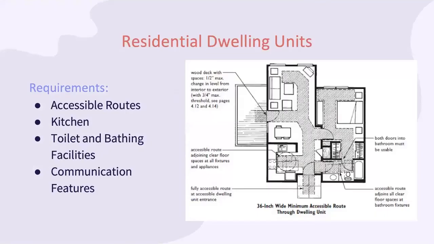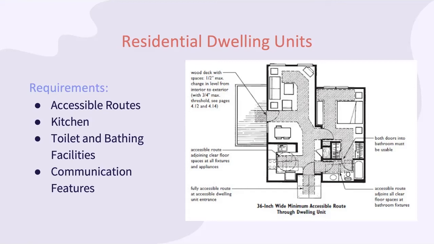Residential dwelling units. First is accessible routes. So any residential dwelling unit must have accessible routes in compliance with Chapter 4, except for in unfinished attics or basements. There must be at least one accessible route that connects all spaces which are part of the residential dwelling unit. And if there is only one accessible route, it cannot pass through spaces like bathrooms or closets.